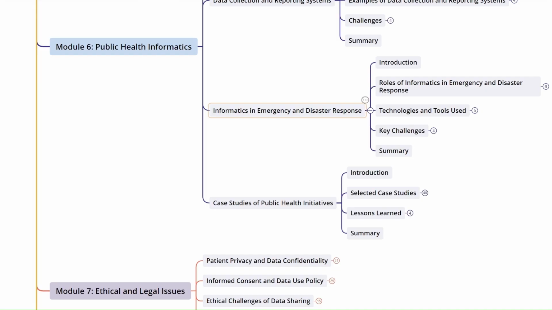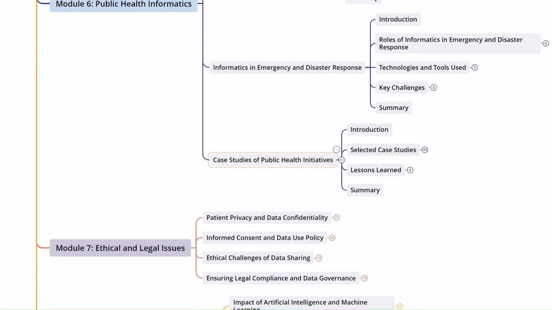Technologies such as GIS, also referred to as Geographic Information Systems, mobile reporting tools, and emergency alert systems help public health agencies coordinate responses efficiently, monitor evolving situations, and deliver timely aid. Learning how informatics support these high stakes scenarios prepares students to contribute to preparedness and resilience initiatives in real world crisis.